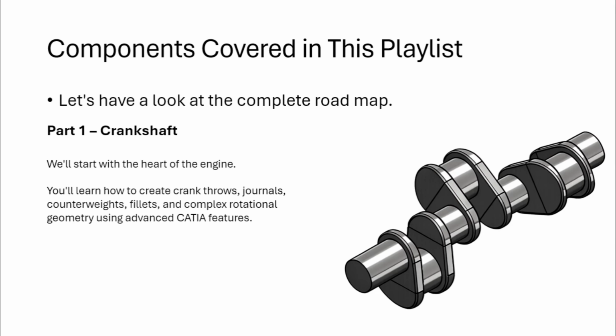Components covered in this playlist. Let's have a look at the complete roadmap. The first one, part 1, the crankshaft. On the screen, you can see the crankshaft here. We shall start with the heart of the engine. You shall learn how to create crank throws, journals, counterweights, fillets, and complex rotational geometry using advanced CATIA features.